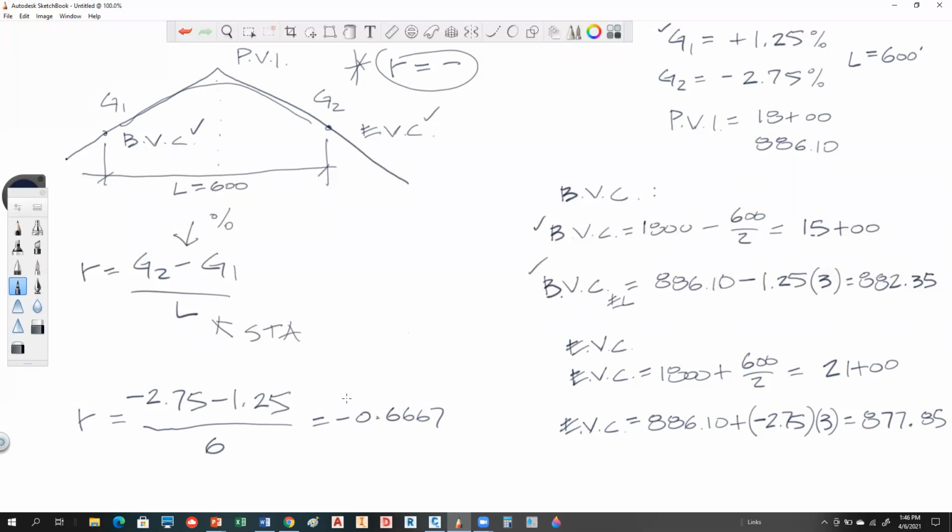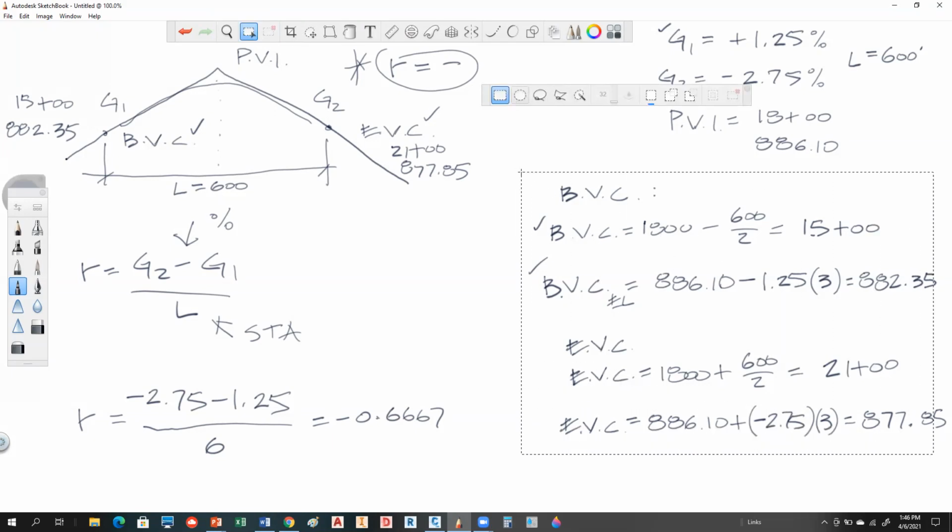Yep. Now we're going to write the equation of the parabola. I am going to move this information over here. So we have 21+00 at elevation 877.85. The other information we know is that this is 15+00, and that is at 882.35. Let me erase this so I can do some more stuff over here.